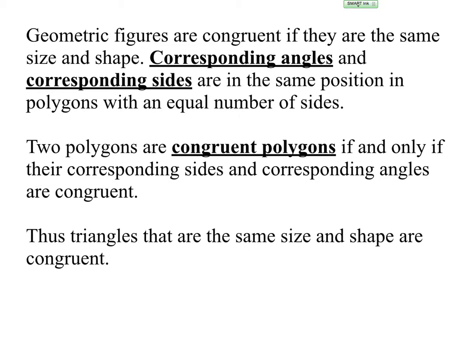Two polygons are congruent polygons if and only if their corresponding sides and corresponding angles are congruent. So we've got to have all parts matching, same size, degrees, lengths, in order to get them congruent. And it says at the end, thus triangles that are the same size and shape are congruent.